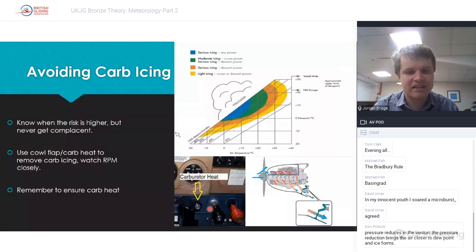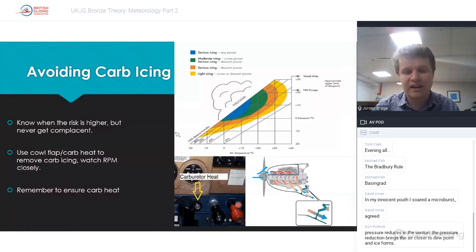Or the carb heat, which introduces warmer air into the engine, which does have the impact of actually reducing some of the power output, but it just burns away the ice. And if you see that drop significantly and then slowly build back up, you know you've burnt away the carburetor ice. Watch the RPM closely to do that.